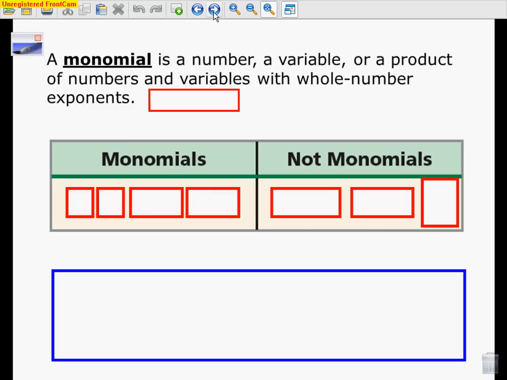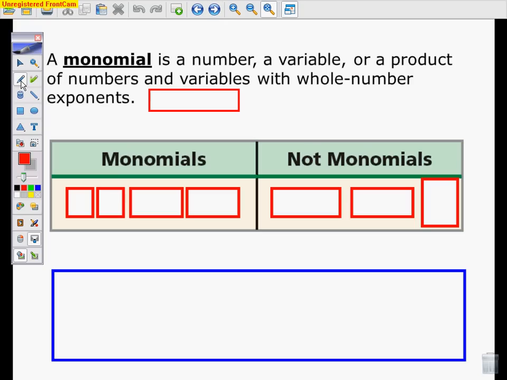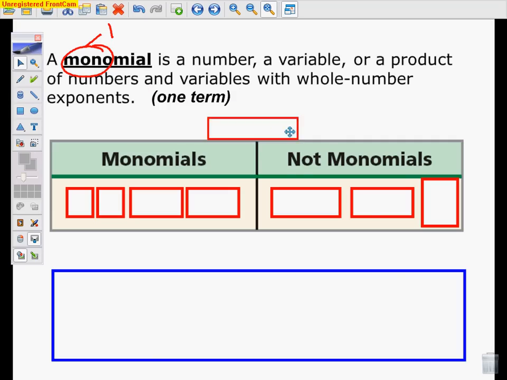Alright, let's talk about a certain type of polynomial. Monomial. A monomial is a number, a variable, or a product of numbers and variables with whole number exponents. Now, the word monomial is made up of two Latin bases. The one I want to concentrate on is mono, and we know that mono means one. So another way that you can think of a monomial is that it is something with one term.